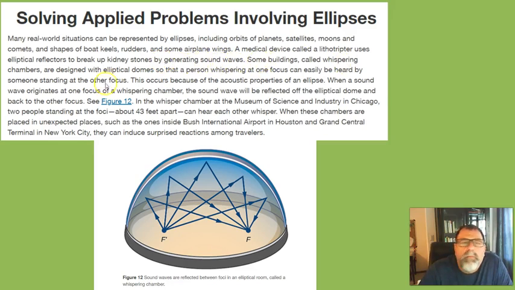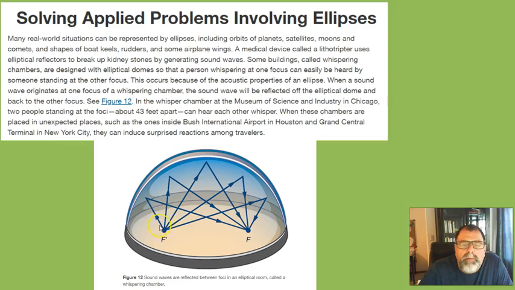Some buildings, called whispering chambers, are designed with elliptical dome so that a person whispering at one focus can easily be heard by someone standing at the other focus. This occurs because of acoustic properties of an ellipse. When the sound wave originates at one focus of the whispering chamber, the sound wave can be reflected off the elliptical dome and back to the other focus.